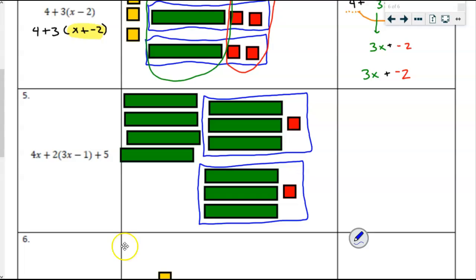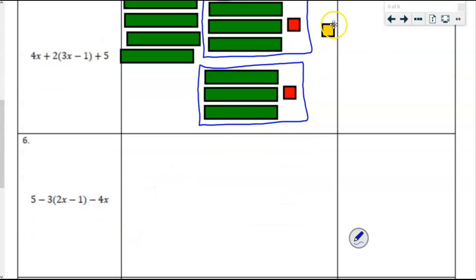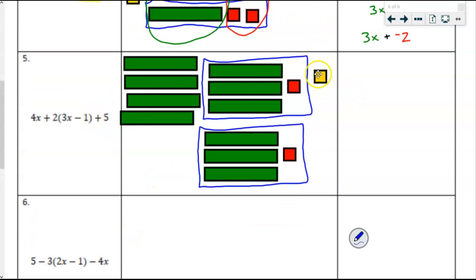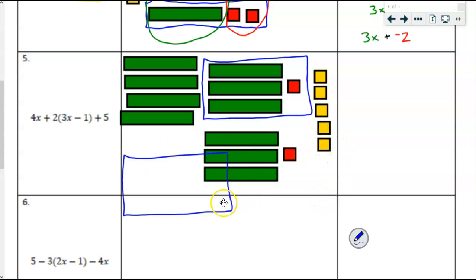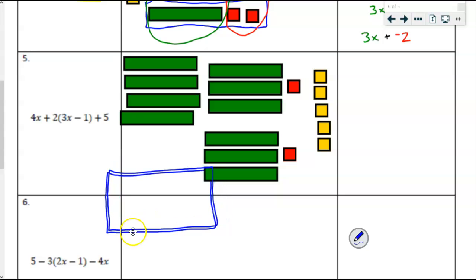And what else? CJ? 5 unit tiles. And where are we putting them? Right back there at the end, right? If you can model it, you can do it. Because at this point, all we really truly need to do is get rid of the groups and count up what you have.